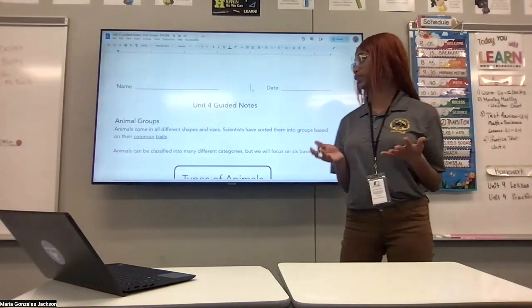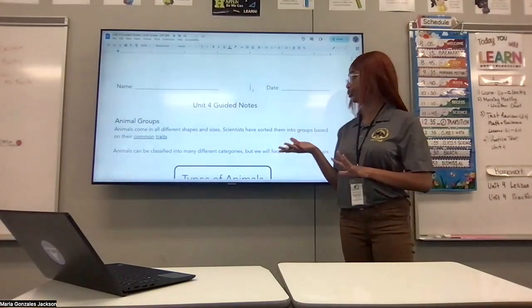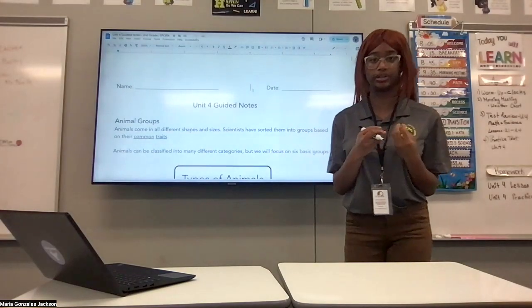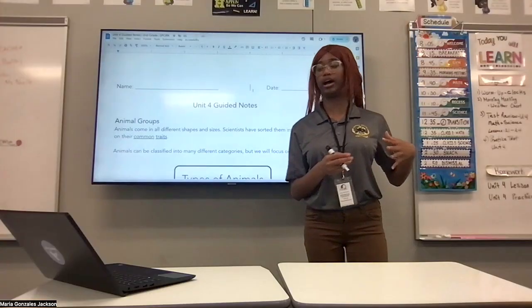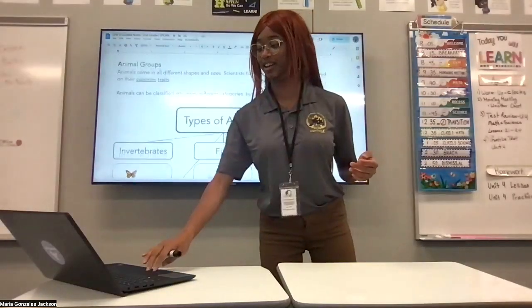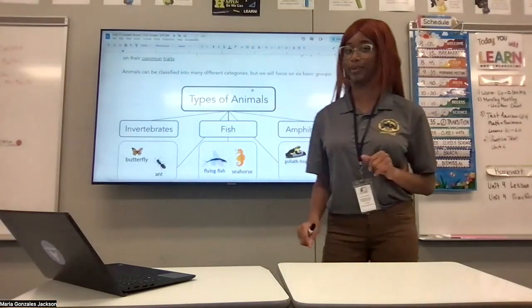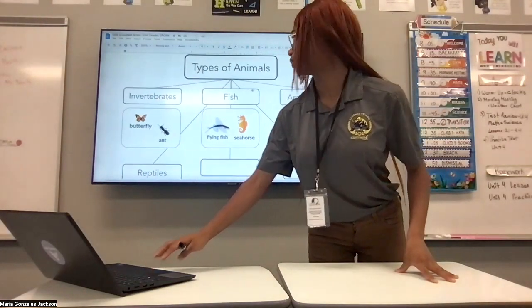There are many different types of animals, right? They come in all different shapes and sizes. And scientists have sorted them into groups based on their common traits, so things they have alike together. So some animals we know have hair or fur. They breathe through lungs and they nurse their young through milk. That would be a group of what? Mammals, that's right.